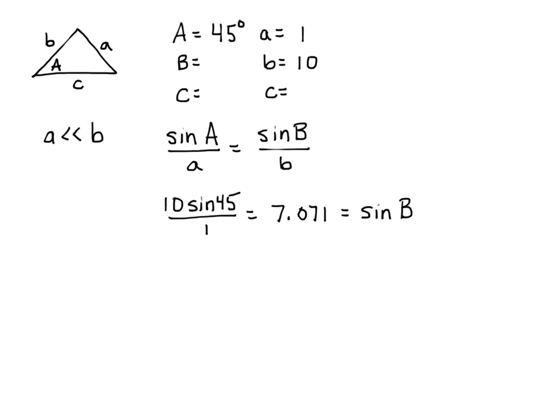So I get this value 7.071. And that's supposed to equal the sine of B. Now, if you're like me, you're just mindlessly calculating these things, and you try this on your calculator, and you get an error, okay? The reason you get an error is because the sine of B has to be less than or equal to 1. And since it's not, it's 7, that means there's no solution.